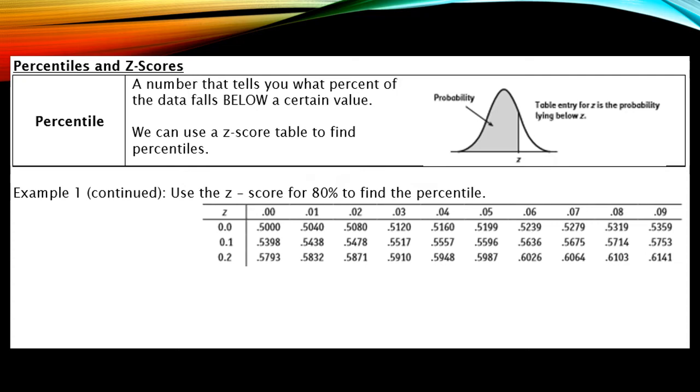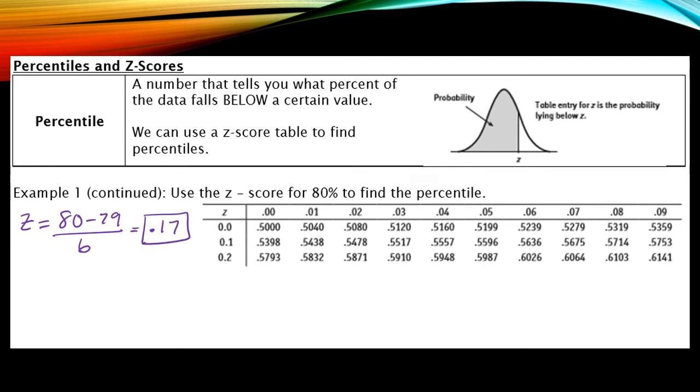All right, so now we're at the point where we're going to talk about percentiles. Percentiles are a number that tell you what percent of the data falls below a certain value. And we're going to use our z-score table to find these percentiles. So in relationship to our example that we've been talking about, we're going to use the z-score for 80% to find the percentile. So I just want to refresh your memory. We did 80 minus 79, and we divided that by 6, which was the standard deviation. And we rounded it to 0.17. So that was our z-score.